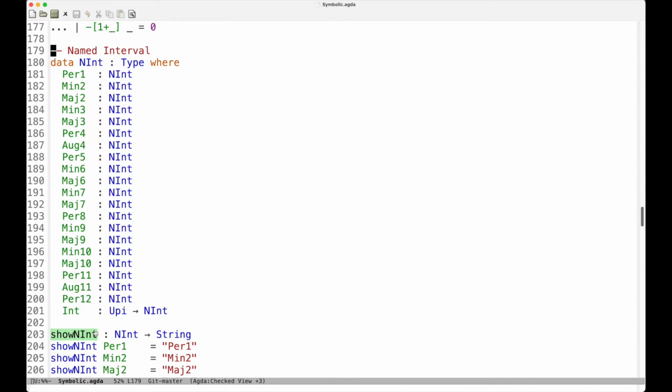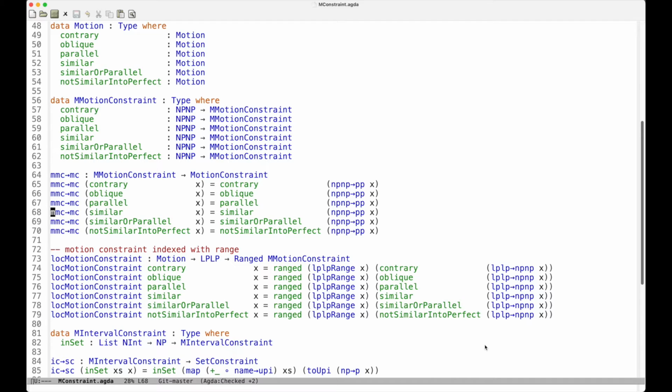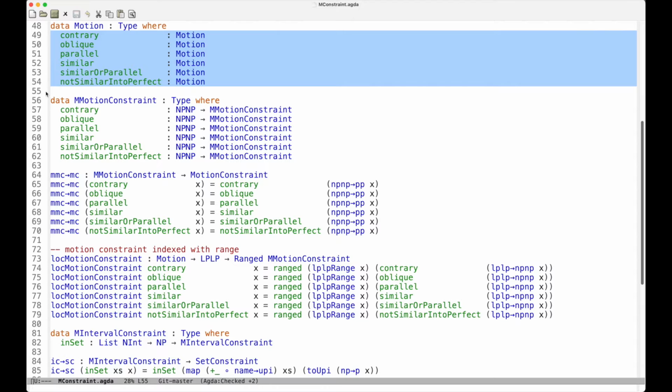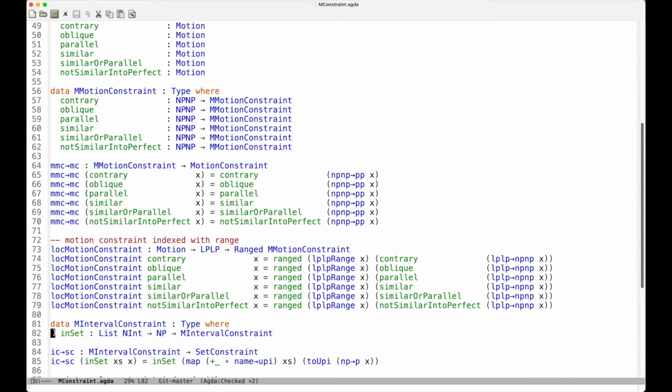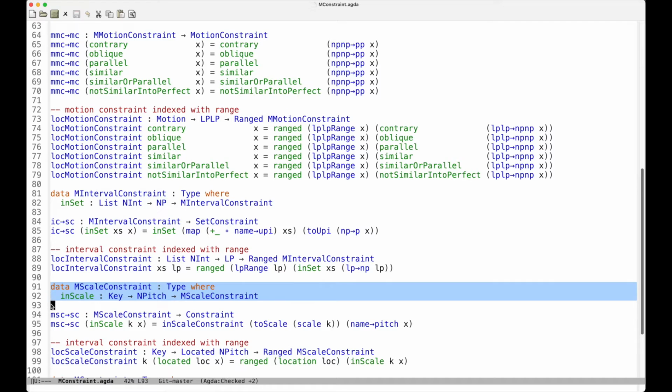Another key abstraction at this level is the named interval, which goes from perfect unison up to perfect twelfth. If the names provided aren't enough, one can specify an arbitrary interval. The module MConstraint contains high-level musical constraints. For example, we have our motion rules for different types of motion. We also have an interval constraint that says that an interval must lie within an existing set of intervals. And we have a scale constraint that says that a note must be in the scale of a certain musical key.